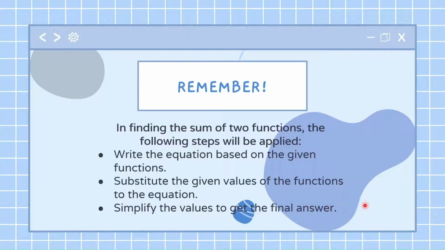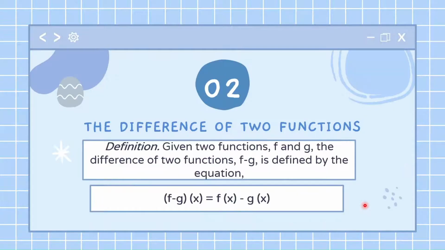As you can see, it's very easy. So just write the equation, substitute, and simplify. So write, substitute, simplify. These are the 3 easy steps that will help you in finding the sum of 2 functions. Now, after talking about the sum of 2 functions, let us talk about the difference of 2 functions.